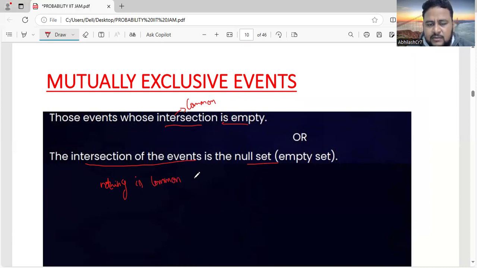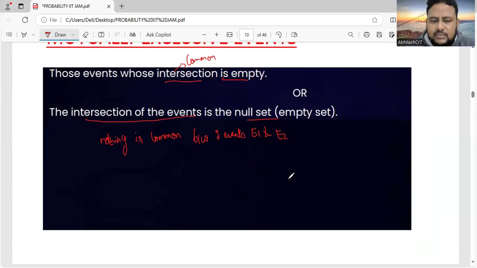Nothing is common between two events, let us say E1, event 1, and event 2. So there is nothing common when it comes to two events, that is E1 and E2. All right, so let us say an example.